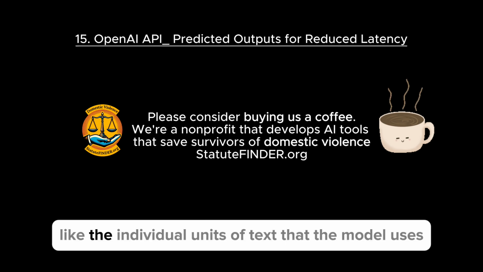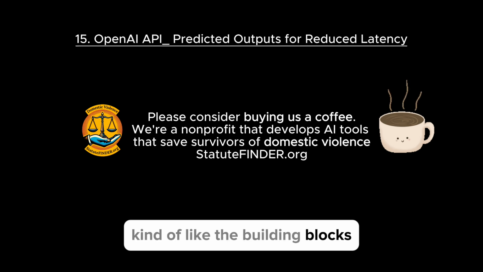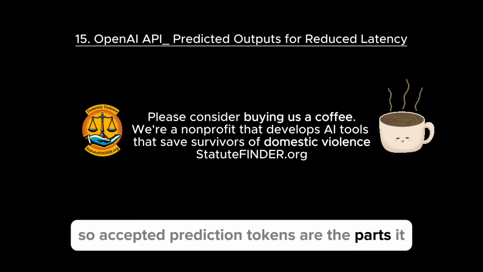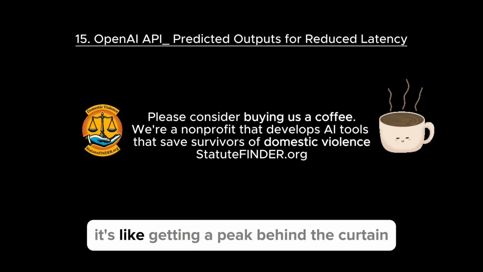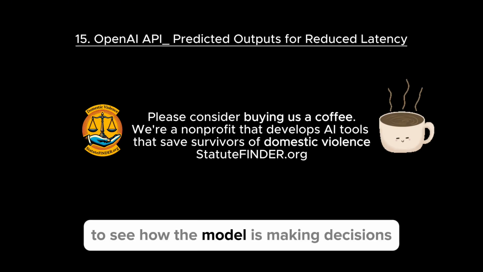Okay. Tokens are like the individual units of text that the model uses, kind of like the building blocks. So accepted prediction tokens are the parts it used directly, and the rejected ones are the parts it decided to toss out. Yeah, exactly. It's like getting a peek behind the curtain to see how the model is making decisions.